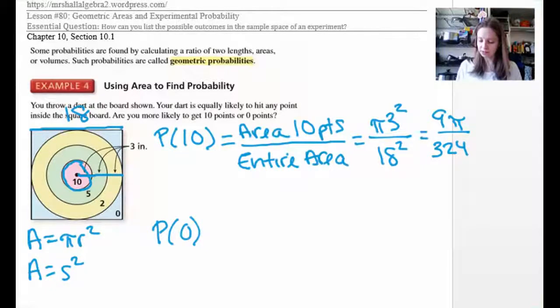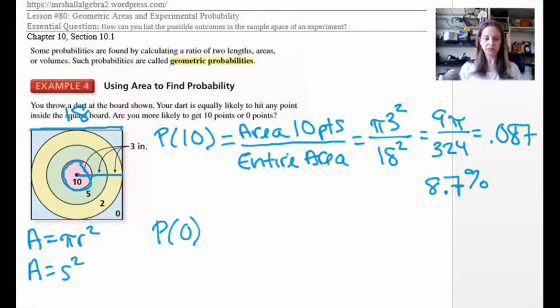Or you could divide it and get 0.087. And writing that as a percent is 8.7%. Okay, so the chance of hitting the 10 is 8.7%. Now we're going to compare that to the chance of your dart landing on the 0 part.